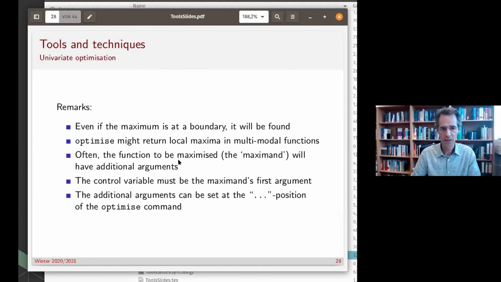Sometimes the function that you would like to maximize, we call that the maximand, will have some additional arguments. And these additional arguments can be put into the optimize command. But I think it's better to talk about that once we reach that problem.